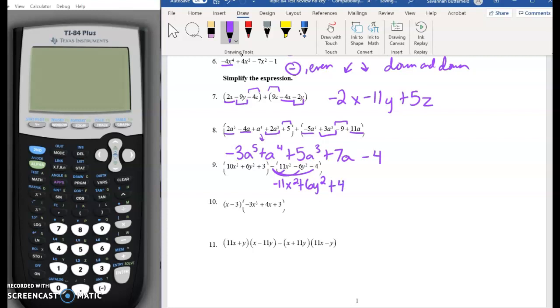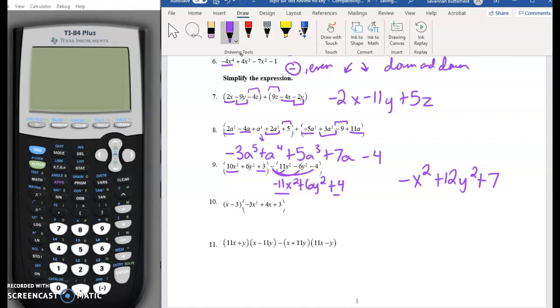And now I can combine with this first polynomial, just combine like terms. Starting with 10x squared, since we have an x and a y, again, we're just going to go in alphabetical order. 10x squared, negative 11x squared is going to get me negative x squared. 6y squared plus 6y squared is going to get me 12y squared. And then 3 plus 4 is going to get me plus 7. Simple as that.